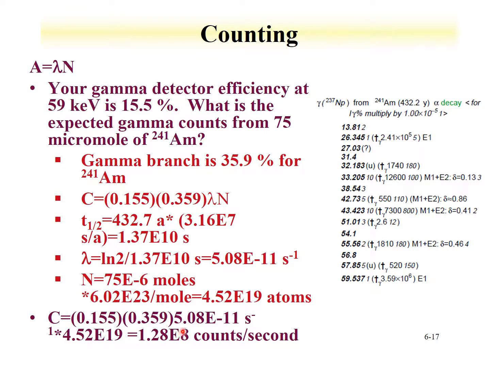And what this is really saying, N is my number of atoms, lambda is my decay constant. That's how many decays I see, right? Out of each one of these decays, 35.9% of the time it emits a photon, and at that photon energy, only 15.5% of those photons are observed. So this gives me what I would expect my counts to be. And that's a lot of counts.